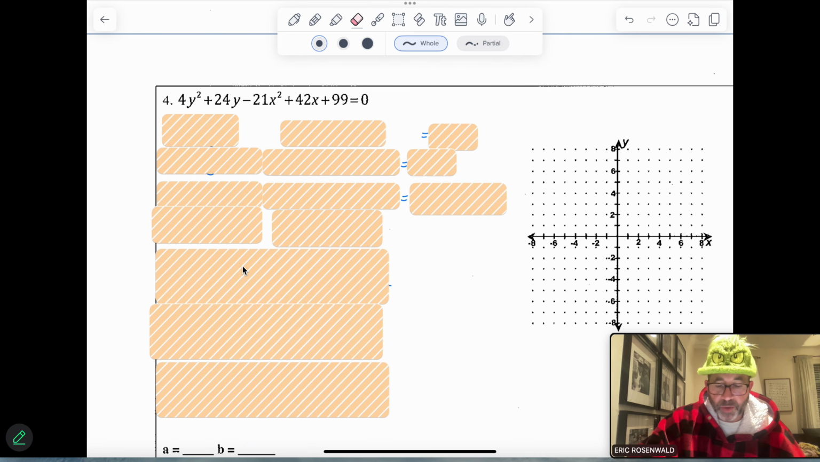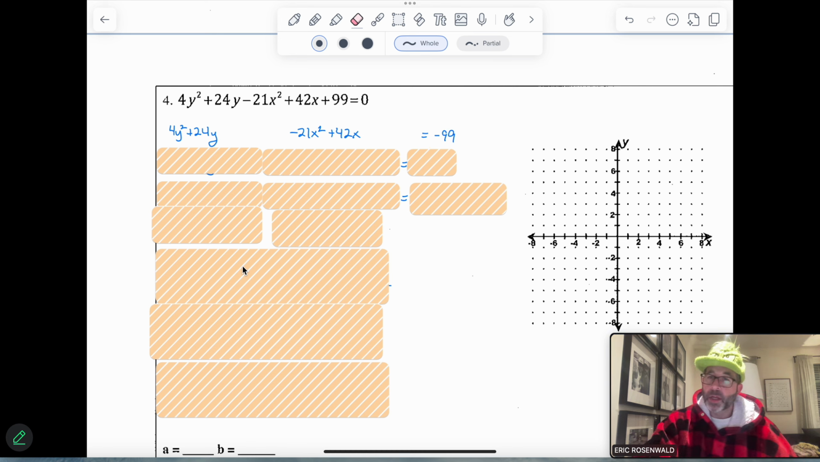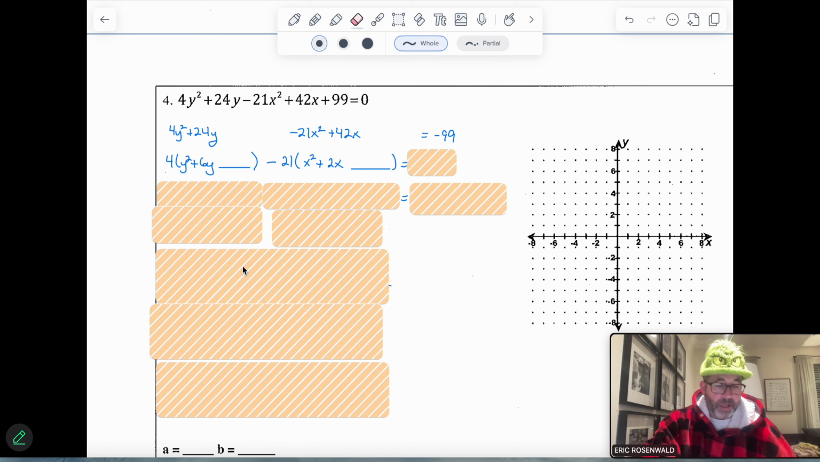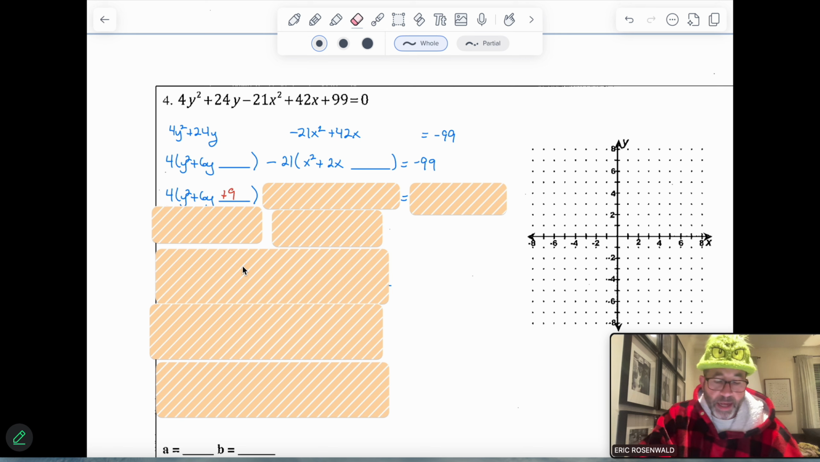We've got 4y squared. Let's put the y's together, put the x's together, and keep the constant on the right. We're going to go ahead and factor out a 4, factor out a -21, and we still have the -99. Complete the square. Half of 6 is 3, squared is 9. Half of 2 is 1.